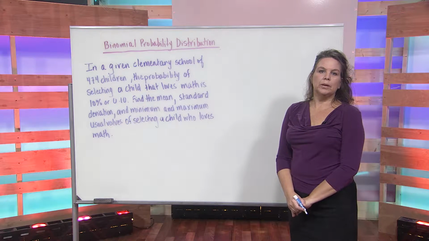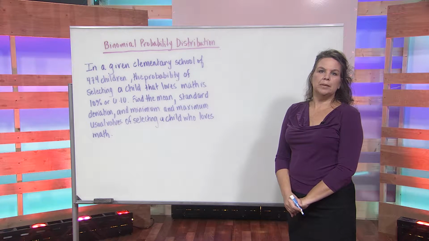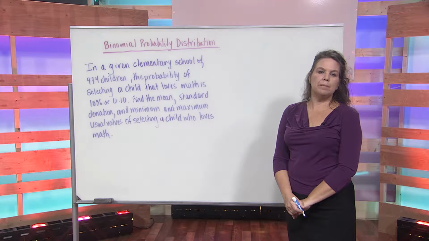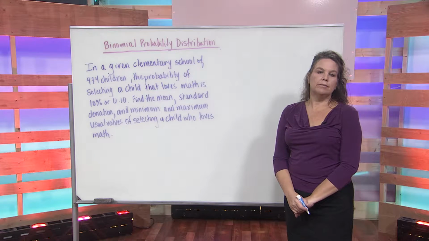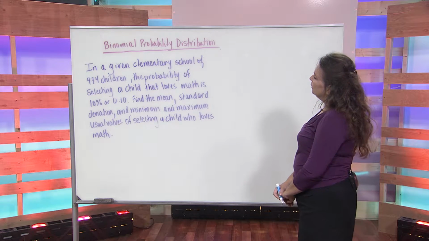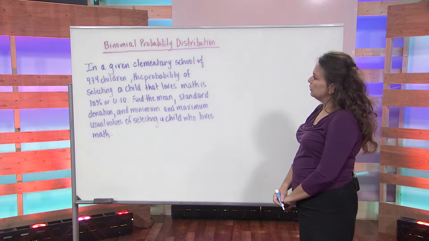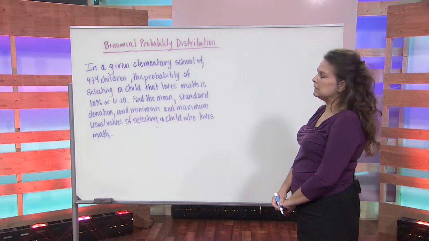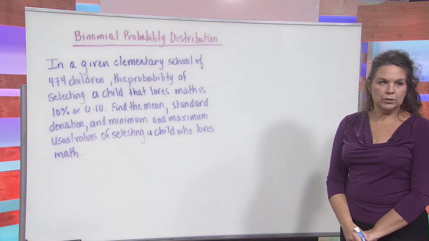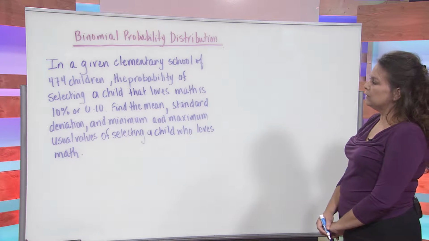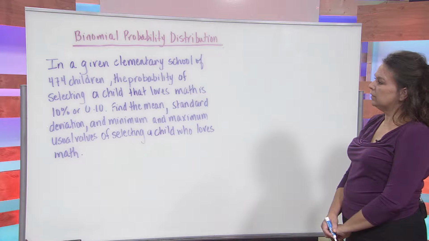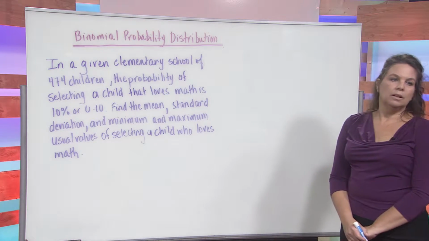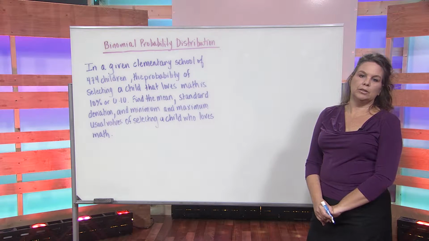So in this example, we're going to look at a binomial probability distribution, and we're going to find the mean, standard deviation, as well as the minimum and maximum usual values for this problem. In a given elementary school of 474 children, the probability of selecting a child that loves math is 10%, or converting that to a decimal, 0.10. We want to find the mean, standard deviation, and minimum and maximum usual values of selecting a child who loves math in this particular elementary school.